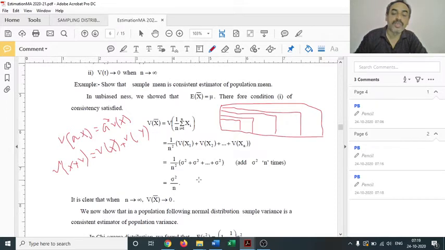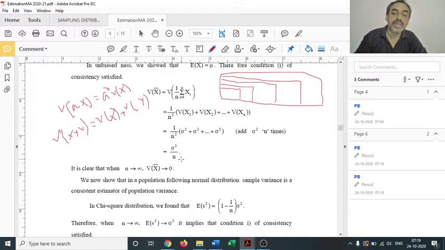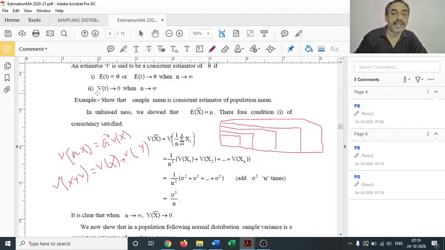So we have n times sigma square, so it's sigma square by n, the n cancelled. When n tends to infinity, what happens to sigma square by n? That will tend to 0, which means that variance of x bar tends to 0 as n tends to infinity, or V of T tends to 0 as n tends to infinity. Thus x bar possesses both properties of a consistent estimator. Thus, x bar is an unbiased and consistent estimator of population mean.